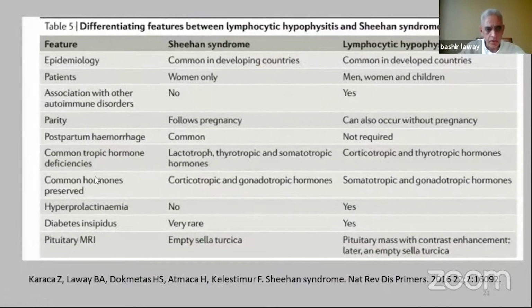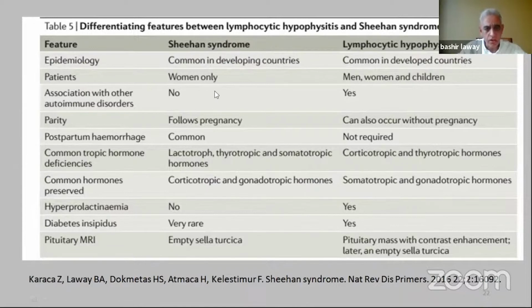This is the table which we published last time, comparing Sheehan syndrome and lymphocytic hypophysitis, because when these patients come to us, everything is common in them at that time. Sheehan is common in our country, in developing countries, while lymphocytic is common in developed countries. Sheehan is seen only in women, but lymphocytic we can theoretically see in men, women, as well as in children.